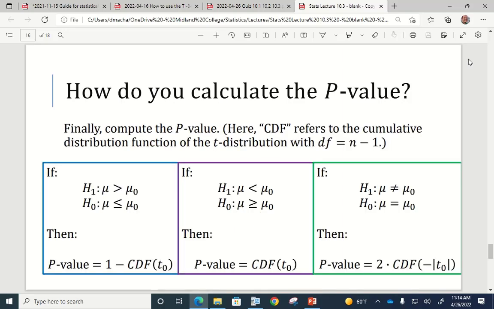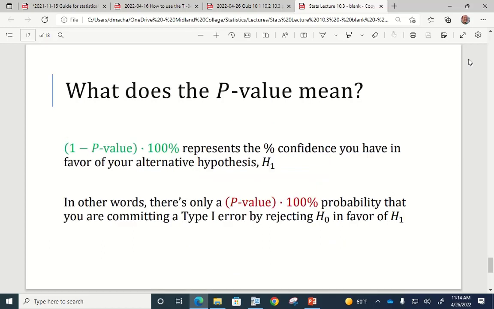So we compute our test statistic, and then we are faced with 3 different possible scenarios depending on whether my alternative hypothesis looks like mu greater than some number, or mu less than some number, or what we call a two-tail test, where we just say mu is not equal to some constant. You can interpret the p-value that we calculate by taking 1 minus your p-value and multiplying by 100%. That would represent the percent confidence you should have in favor of your alternative hypothesis. And that's your percent confidence because the remaining percent is the probability that you'd be committing an error, a type 1 error, by rejecting your null hypothesis.